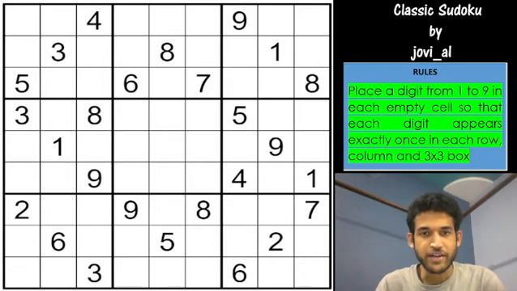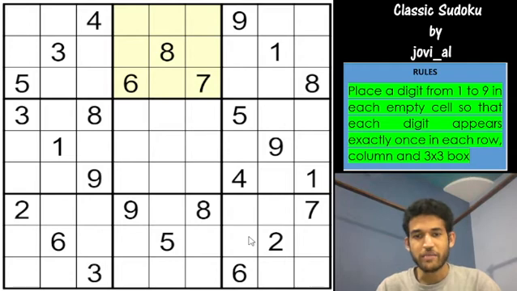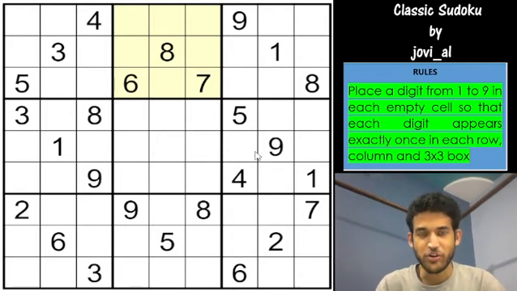The rules are simple, standard classic rules apply. Each row, each column and 3 by 3 box in the grid will have digits from 1 to 9, no repetitions at all. So having said that, I'll start this classic Sudoku now.